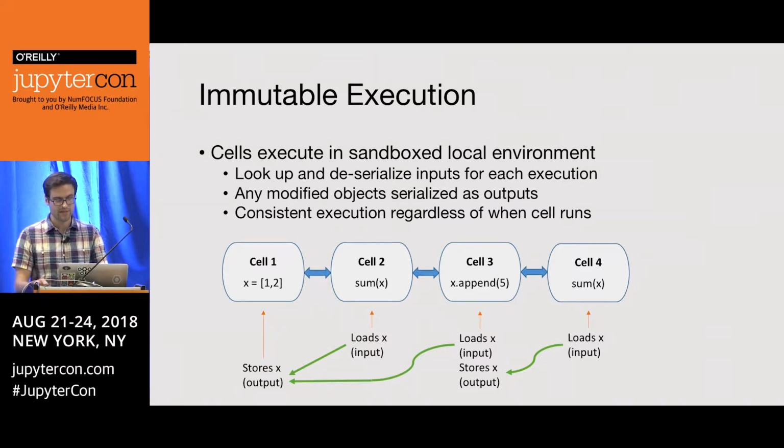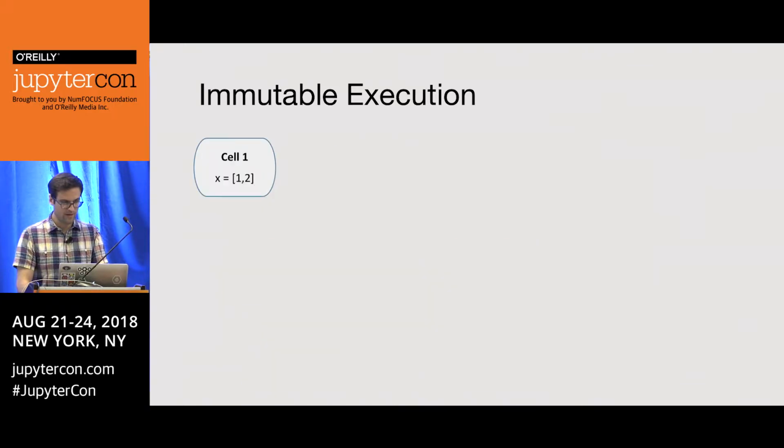So when a cell is executed, I know from the dependency graph what its inputs are, so I can load and deserialize those. And then any things that are modified from their initial value, I can serialize and store as outputs. Then I can have consistent execution regardless of when the cell runs, by just being able to match up the inputs to the appropriate outputs. I'm going to walk through that in more detail because I think it's important.